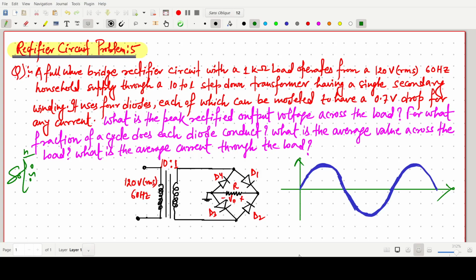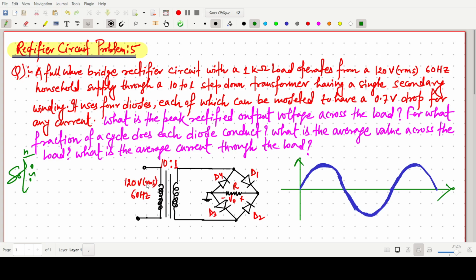Welcome everyone. In this video lecture, we will solve a rectifier circuit problem, which is basically from the Microelectronics Circuits book. The question is: a full wave bridge rectifier circuit is given with a 1 kilo ohm load. So this R value is given as 1 kilo ohm load, operating from a 120 volt RMS 60 Hz household supply.